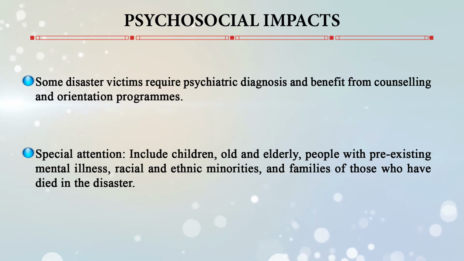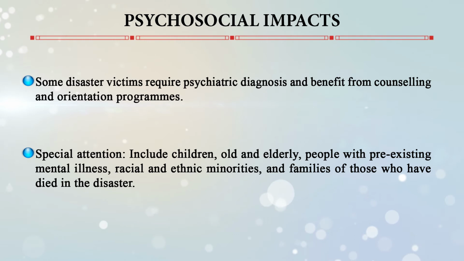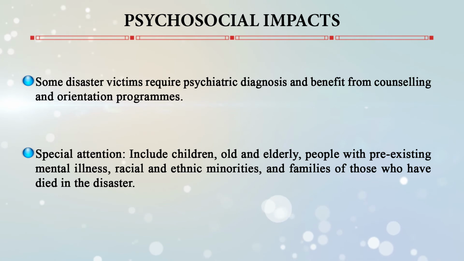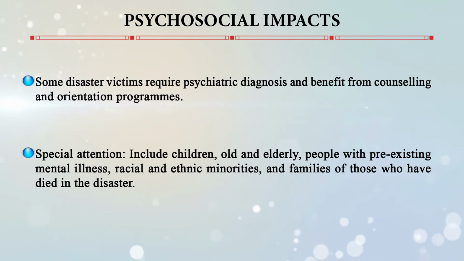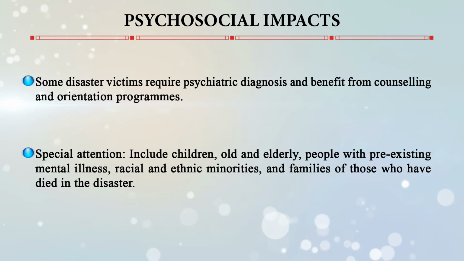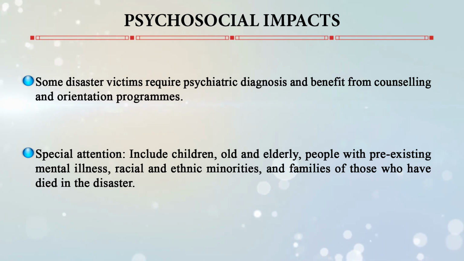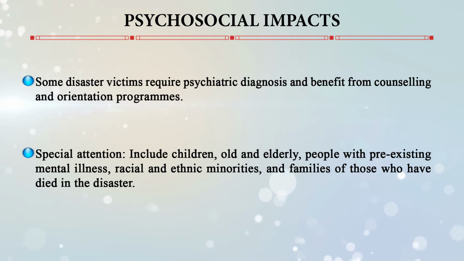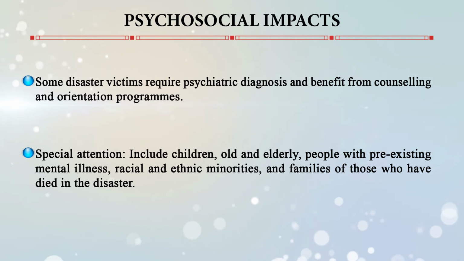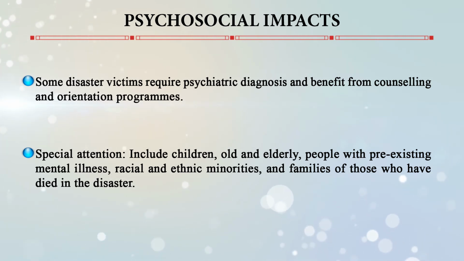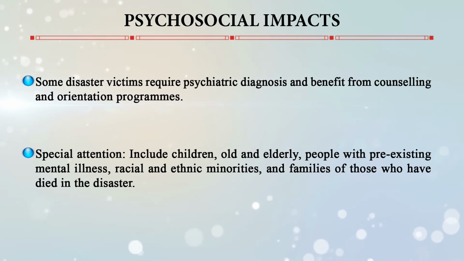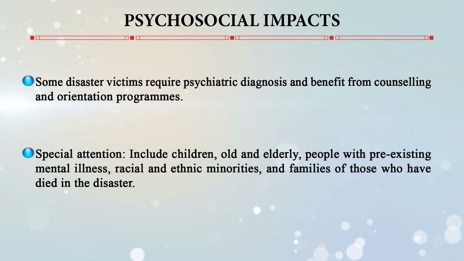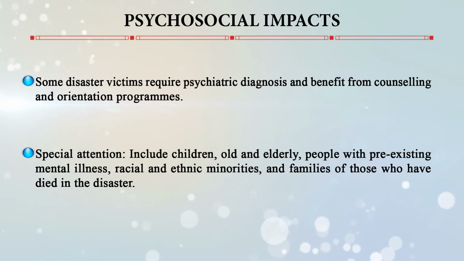For example, there may be very young children, and there can be old and elderly people. The young are also at risk, because they are sometimes sensitive and may not be prepared for such disasters and events. They may not be mentally strong enough to tackle these events. Some people will have pre-existing mental illnesses which can aggravate in such cases. There can be racial and ethnic minorities who face certain other problems, and the families who have lost members in the disaster. Especially they need the counseling and orientation program so that they can benefit from it and also recover and recoup from these disasters.